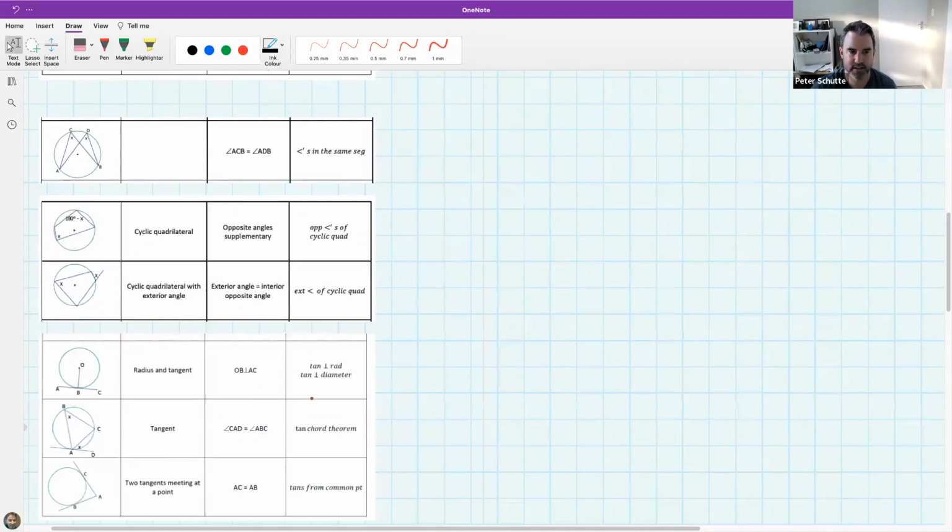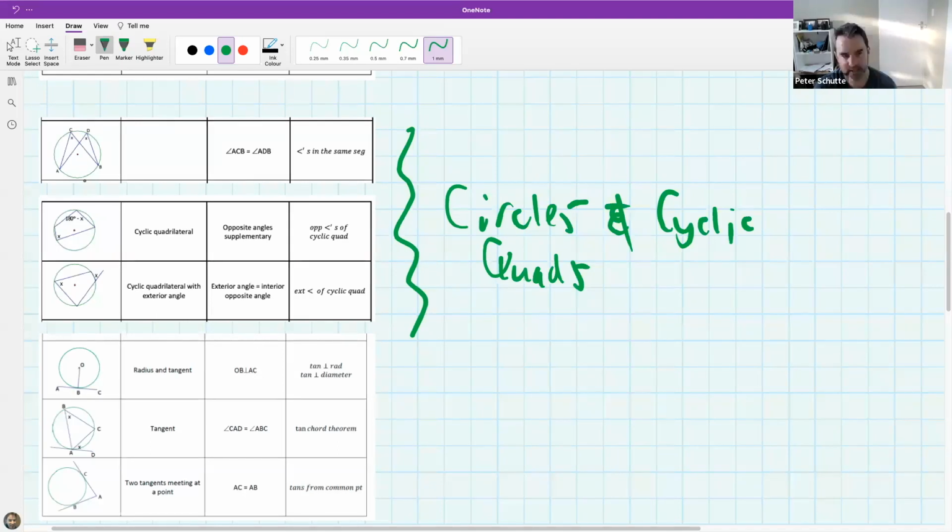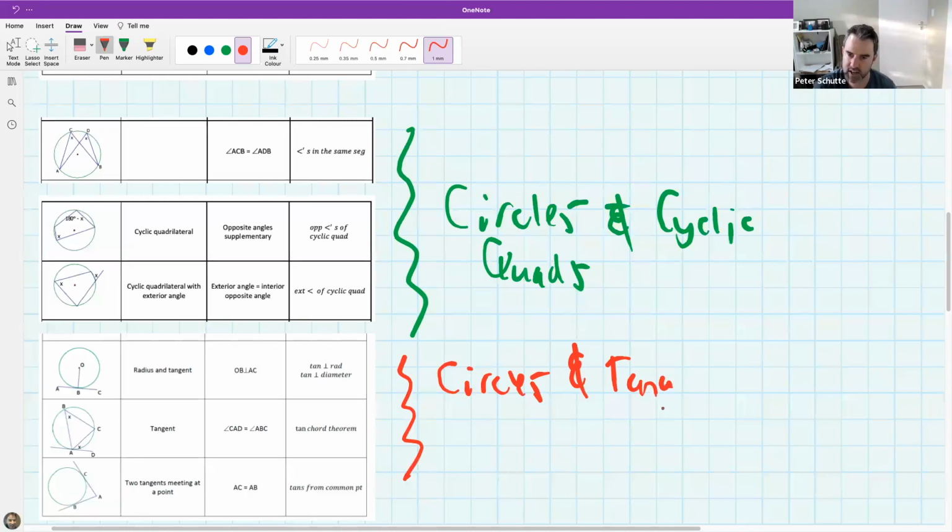The other bucket is circles and cyclic quads. So that's this bucket over here. When we see a cyclic quad, we know those are true. And then the last bucket we keep in mind is circles and tangents. So this is almost like our toolkit.